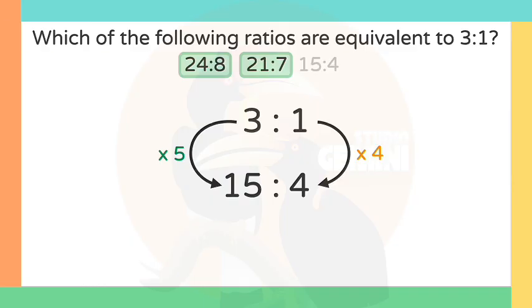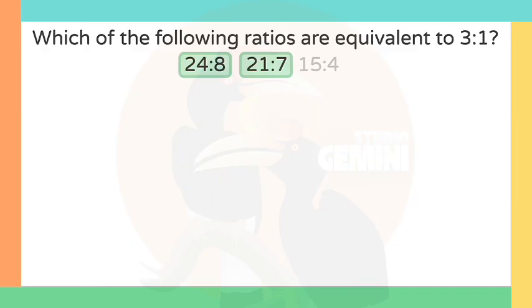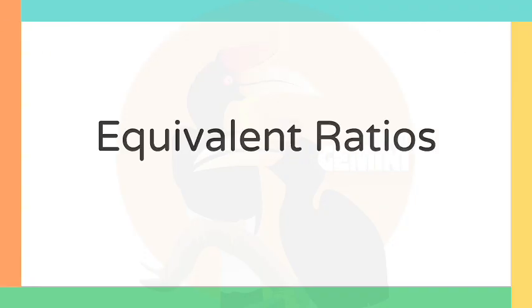So we found 2 ratios equivalent to 3 to 1. Great! Now you're ready to identify equivalent ratios on your own. You've got this.